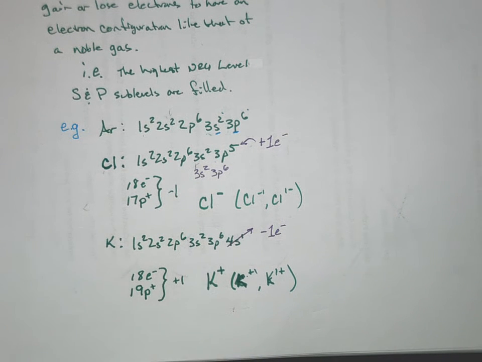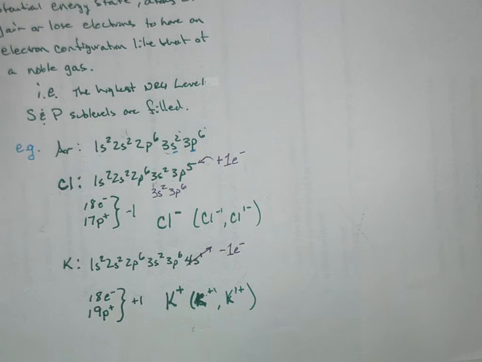And whenever we lose electrons, that's subtracting a negative, so we get a positive charge. If we gain electrons, that's adding negatives, which makes it more negative, and we get a negative charge for however many electrons we add. So that's how we get our charges for ions. This is why it happens.